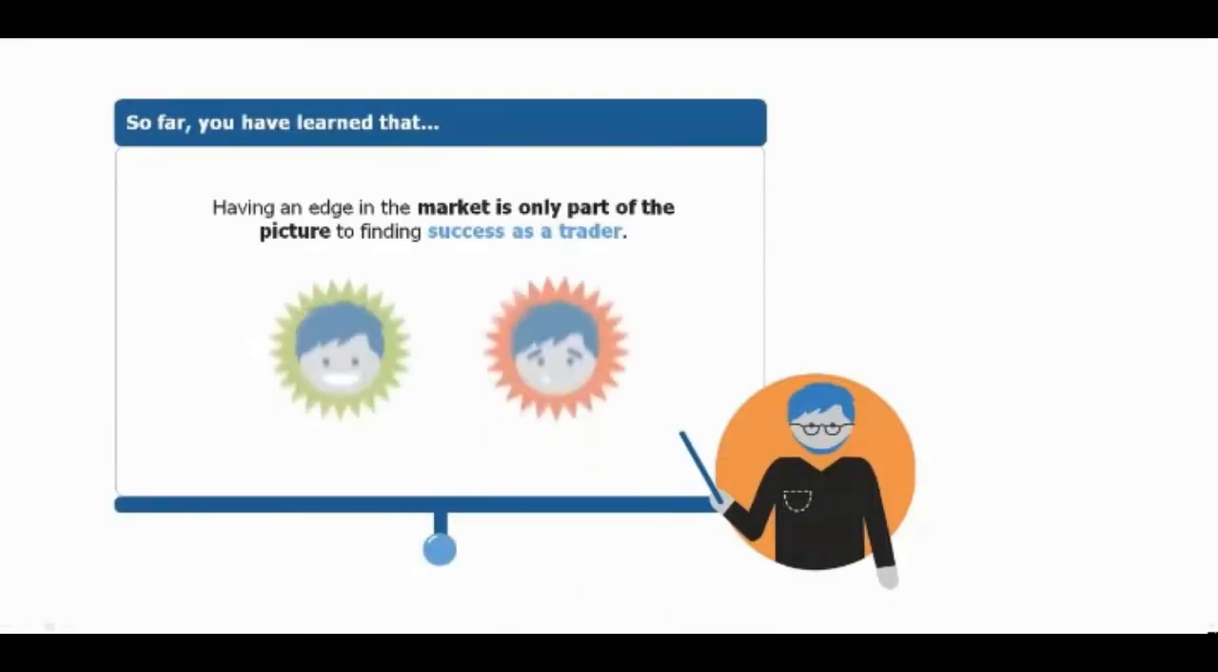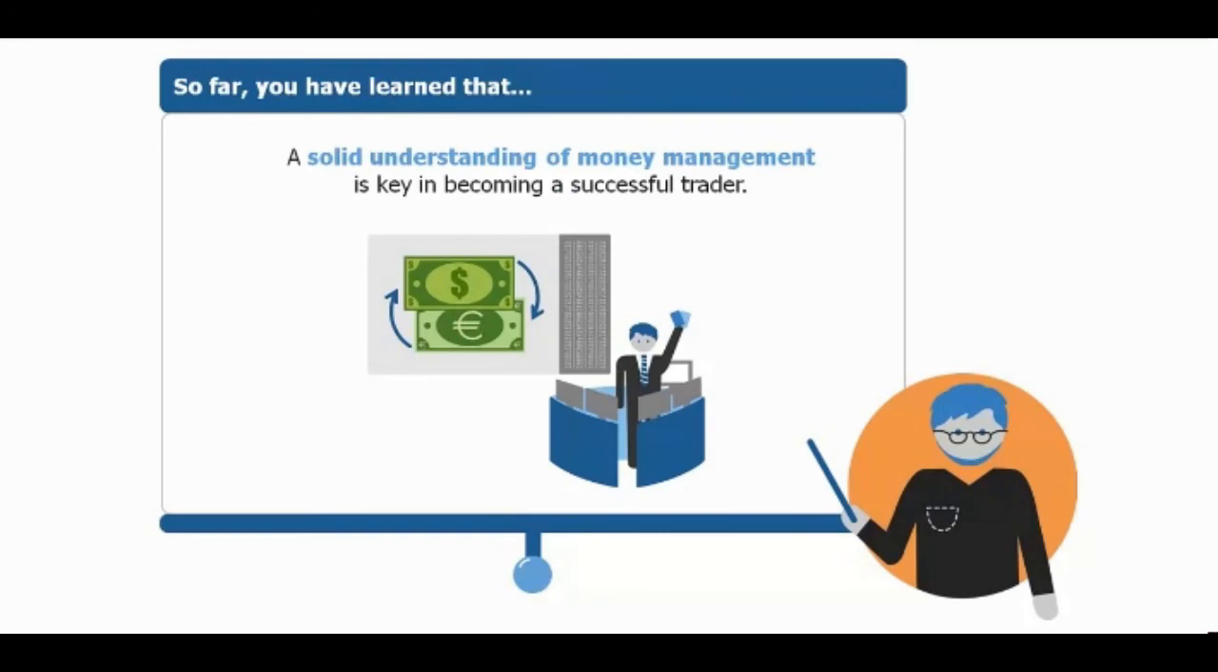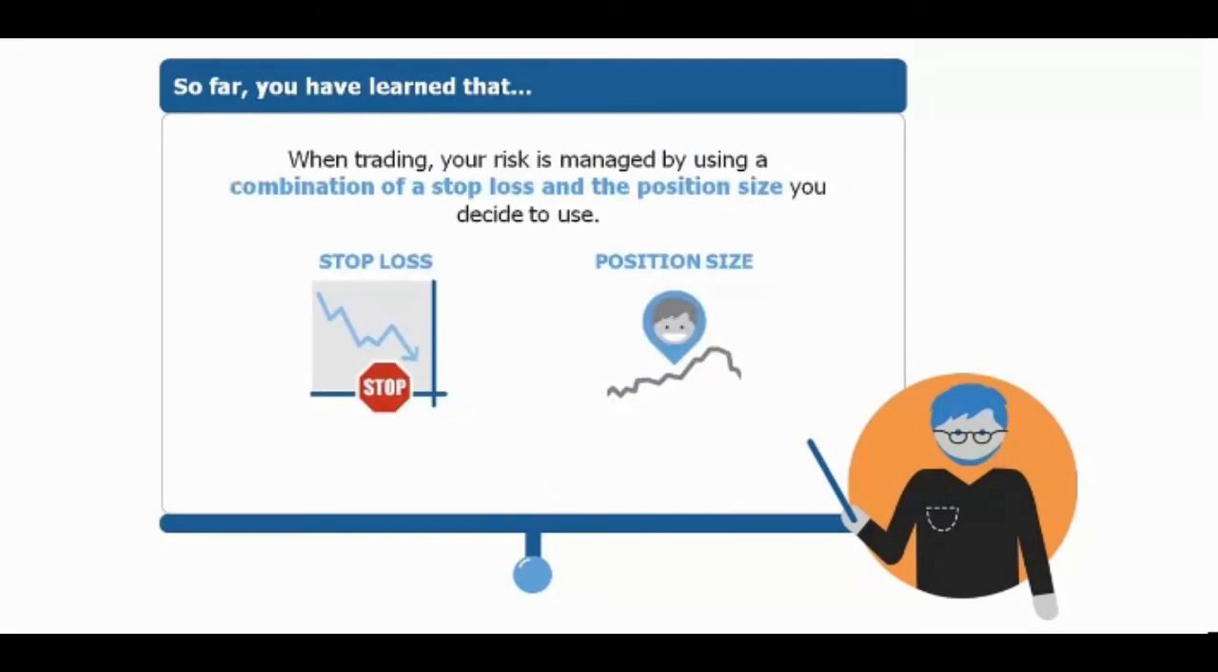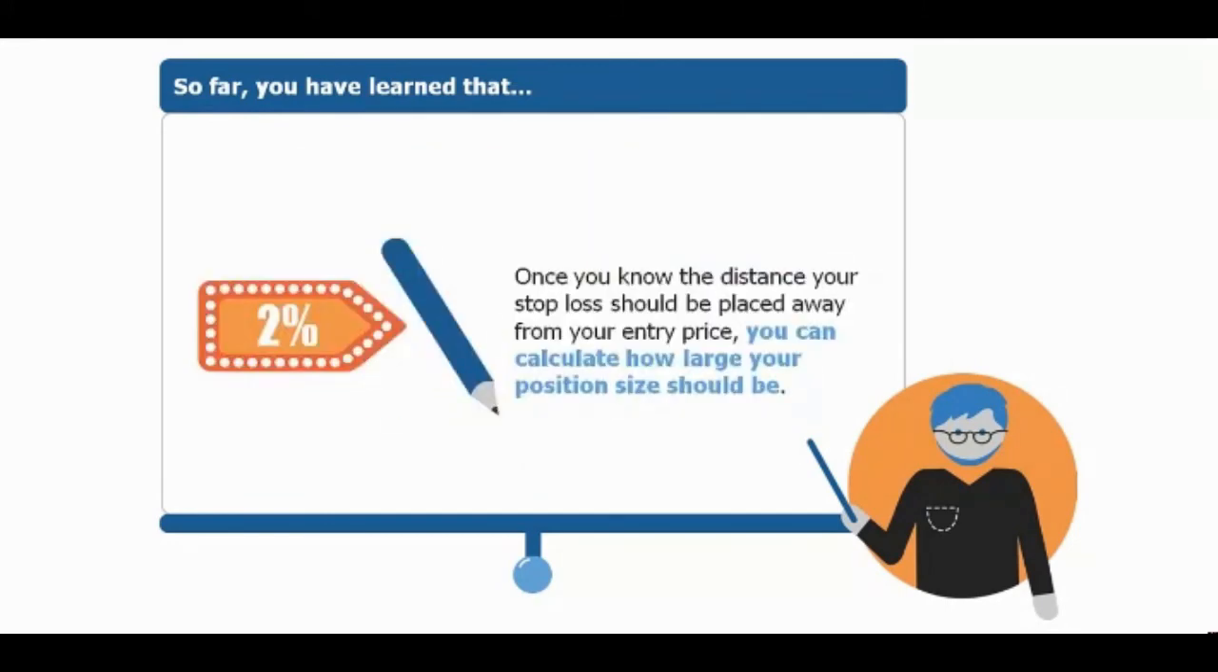So far, you have learned that having an edge in the market is only part of the picture to finding success as a trader. A solid understanding of money management is key in becoming a successful trader. When trading, your risk is managed by using a combination of a stop loss and the position size you decide to use. You should never risk more than 1 to 2% of your trading account on any single trade. Once you know the distance your stop loss should be placed away from your entry price, you can calculate how large your position size should be.